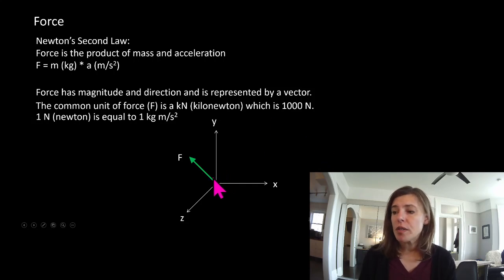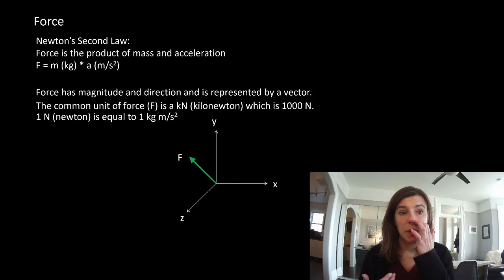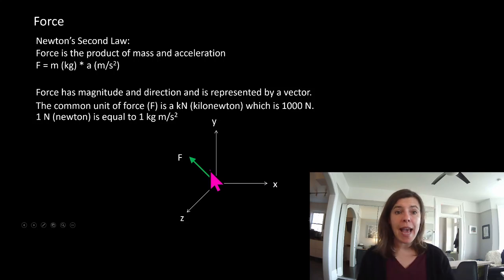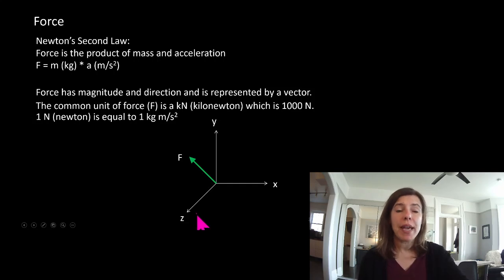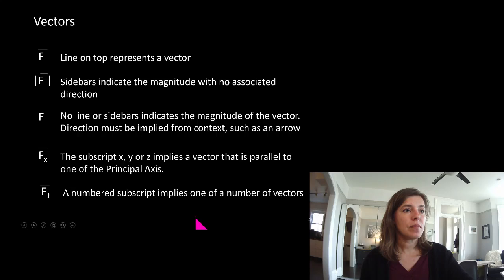Force will often be drawn as an arrow in the 3D or 2D world. You'll also often see us draw coordinates to help us understand what direction things work in. We're always going to work with up and down being y, upwards being positive, and back and forth being x, where to the right is positive and to the left is negative. And Z is in and out of the page, where out of the page is positive and into the page is negative.